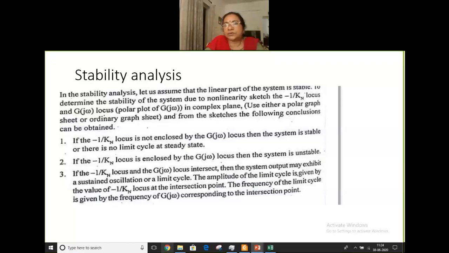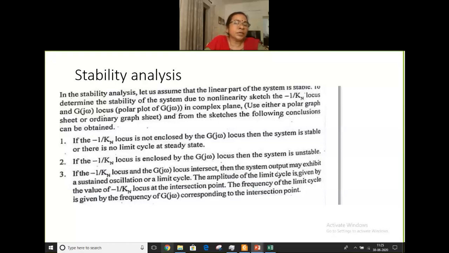From the describing function you are getting two plots. You need to draw two plots, minus 1 by Kn and the Gj omega plot. Once then you have to analyze. If the minus 1 by Kn locus is not enclosed by the Gj omega locus, then the system is stable. If the minus 1 by Kn locus is enclosed by the Gj omega locus, then the system is unstable. If it is not enclosed, stable. If it is enclosed, it is unstable.